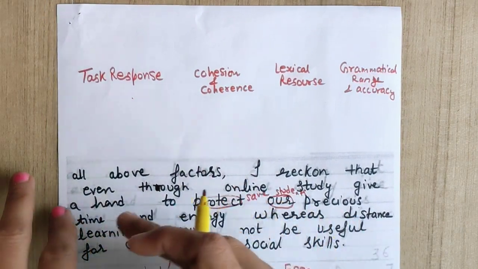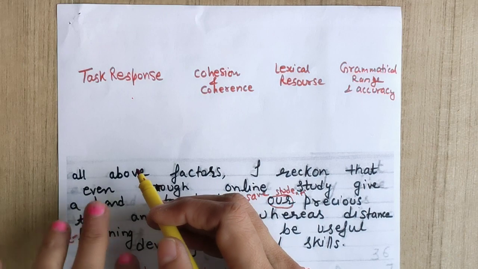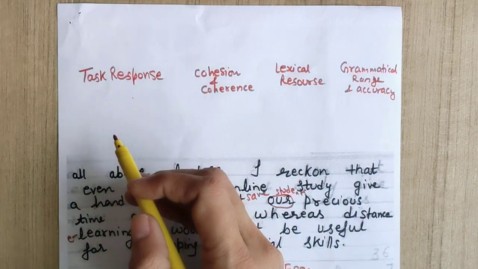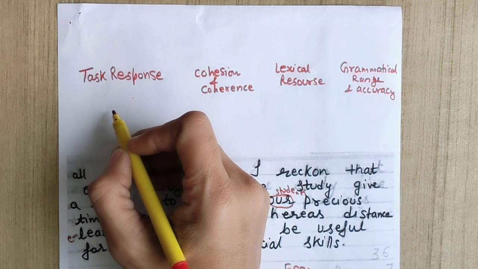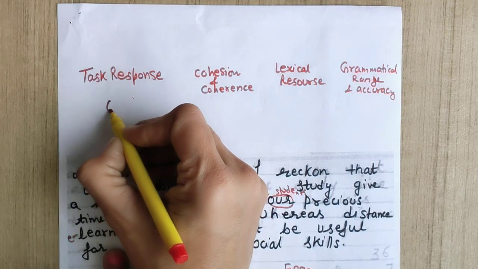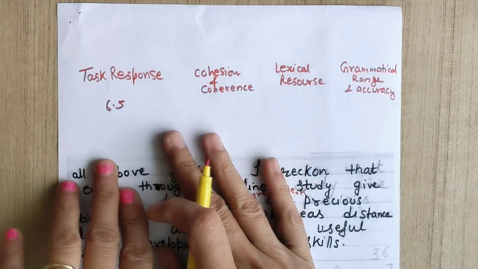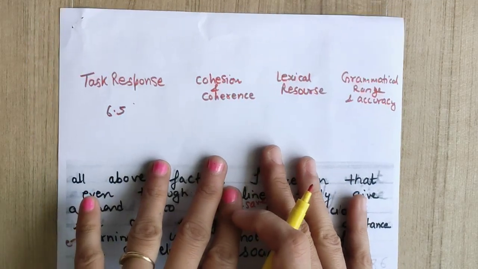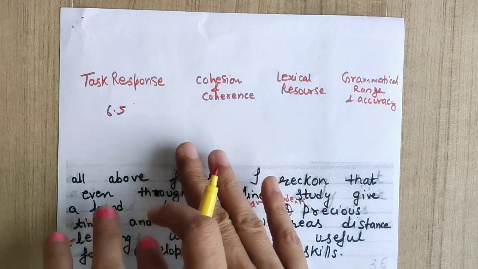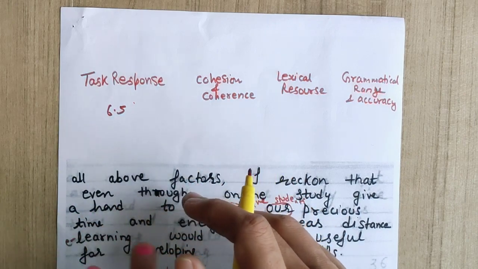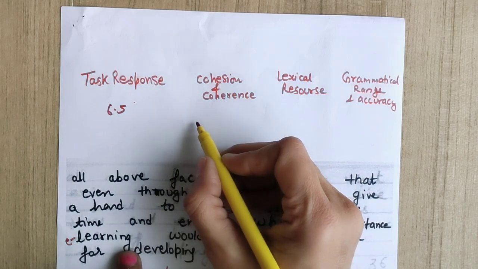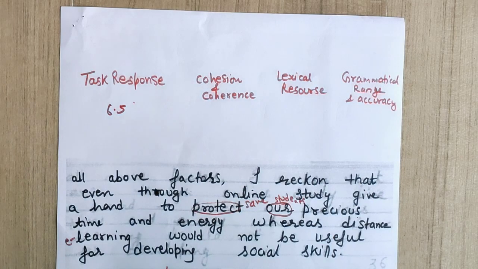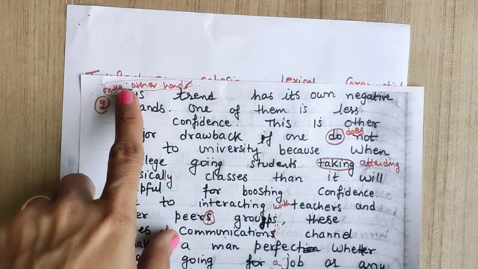You can watch this video again and try to find out whether she had responded well or not. For task response, I will be giving her 6.5. That is how all the bands will count, and then a total score will come out. For cohesion and coherence, she had done well, only she made mistakes while starting things.